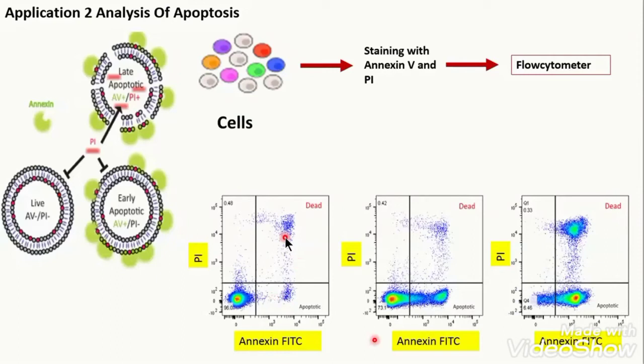If I treat them with the drug, you can see that now the live cell percentage is decreasing from 96. Cells start undergoing apoptosis as well as they are dying. And finally, if we increase the concentration of the drug to a higher level, then you can see that a hell of a lot of cells are undergoing apoptosis as well as dying.